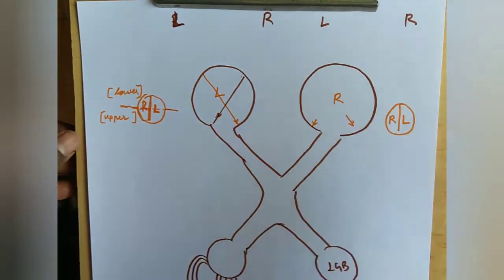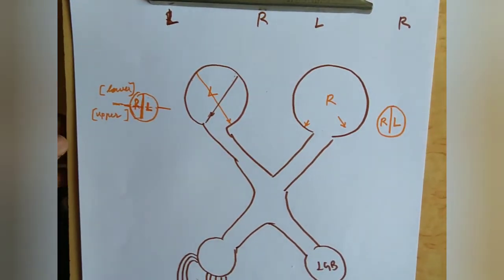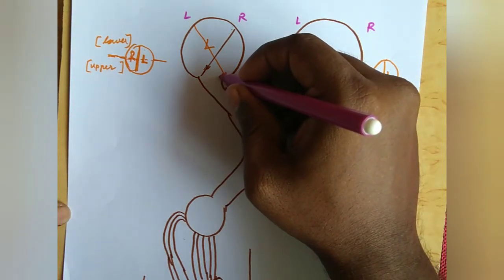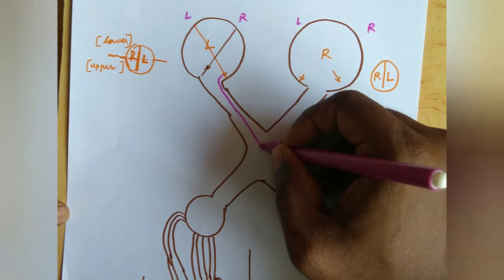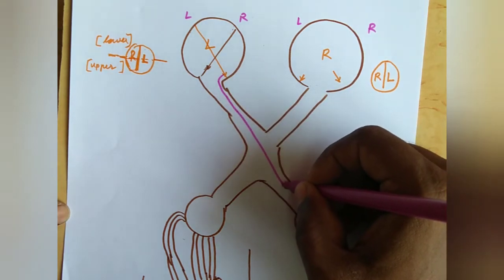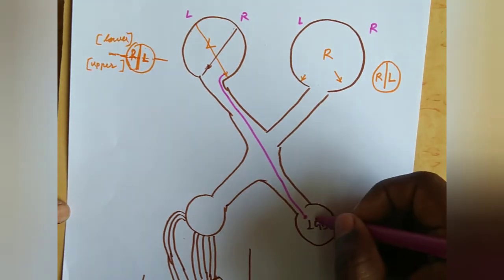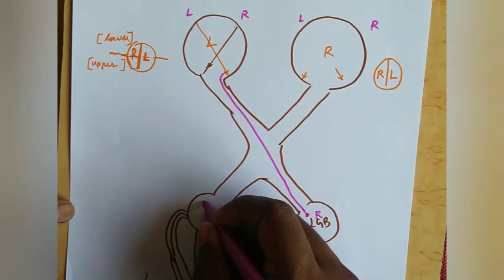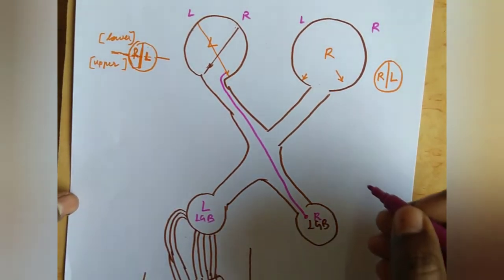Next we have to know about the fibers which are carrying these visual fields. As we know, in the optic nerve, the nasal fibers are all crossed fibers. They cross in the optic chiasma to go to the opposite side lateral geniculate body. This is the right sided lateral geniculate body. This is the left sided lateral geniculate body.